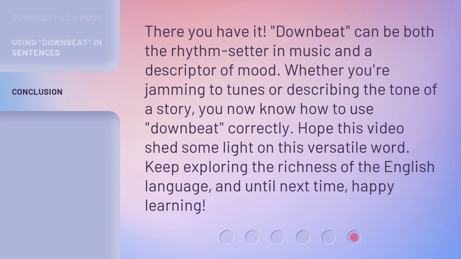There you have it. Downbeat can be both the rhythm setter in music and a descriptor of mood. Whether you're jamming to tunes or describing the tone of a story, you now know how to use downbeat correctly.